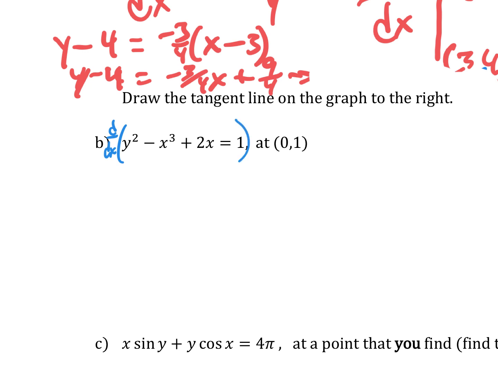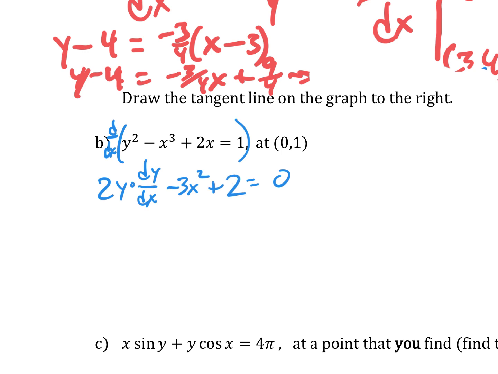Derivative of the right side is 0. Derivative of the left side, well, we have to do the chain rule here. So we take the derivative of it as it is, 2y. But remember, y is a function of x. So we need to multiply that by dy/dx. Minus, take the derivative of x cubed, and we get 3x squared. Take the derivative of 2x, 2.